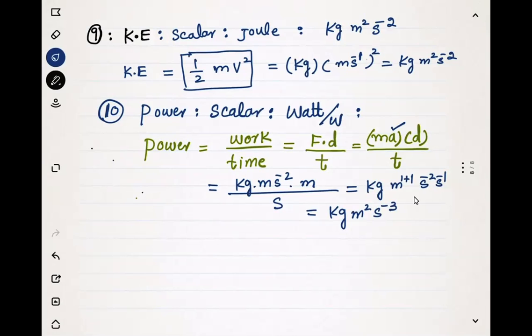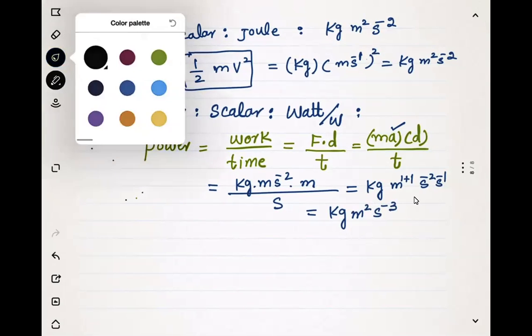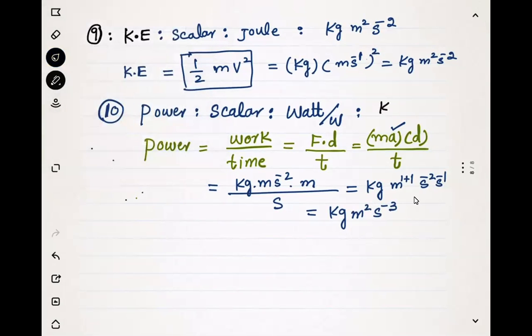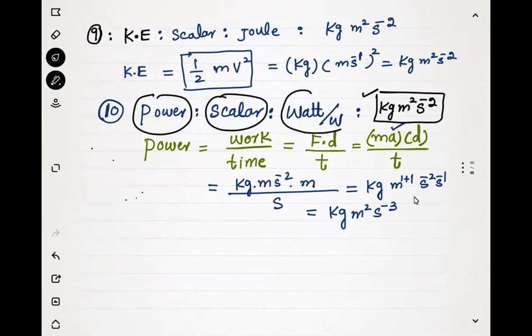So power is a scalar, its unit is watt, and its base unit is kilogram meter square second minus 3. Sorry, it's second minus 3. It's energy over time. So this is for power.